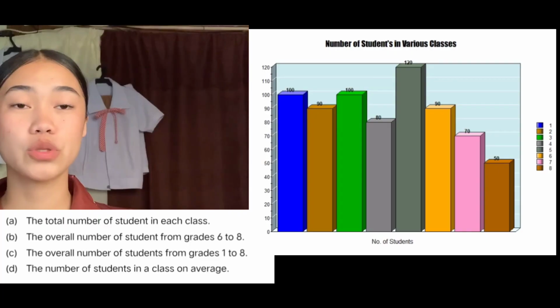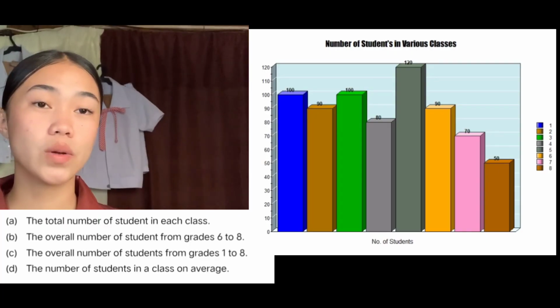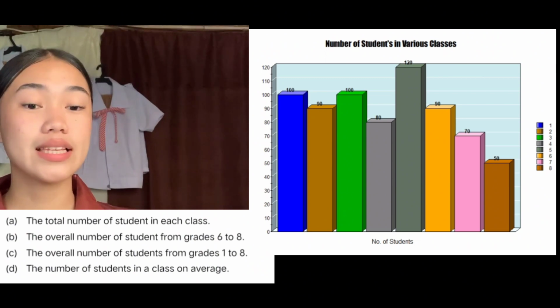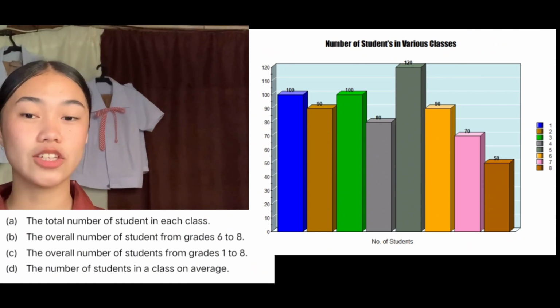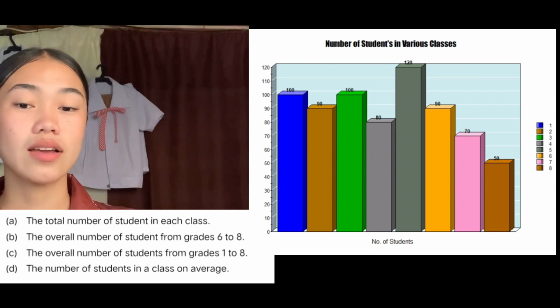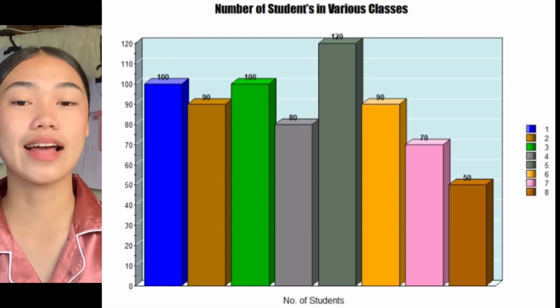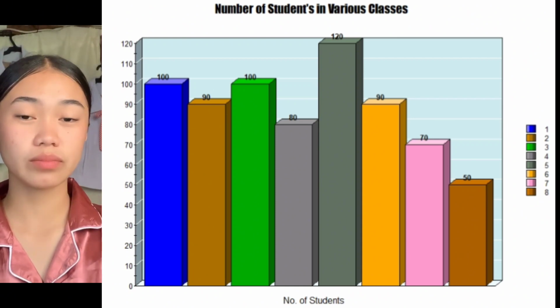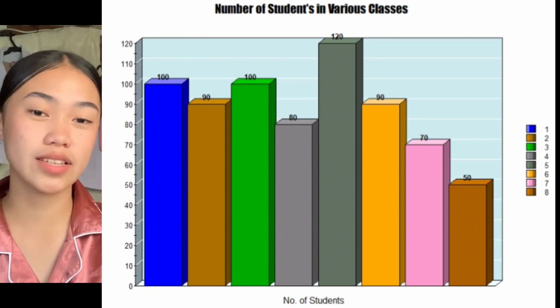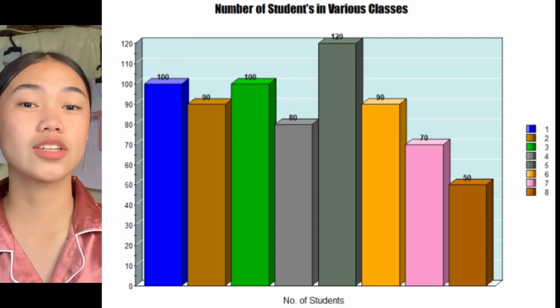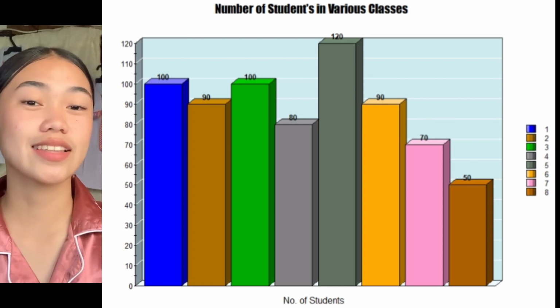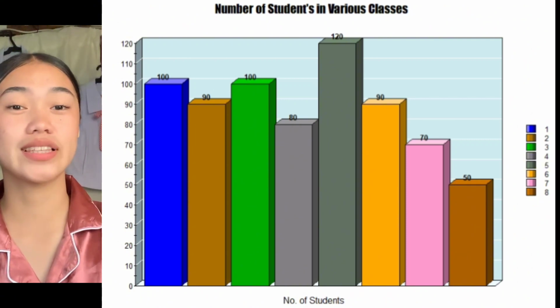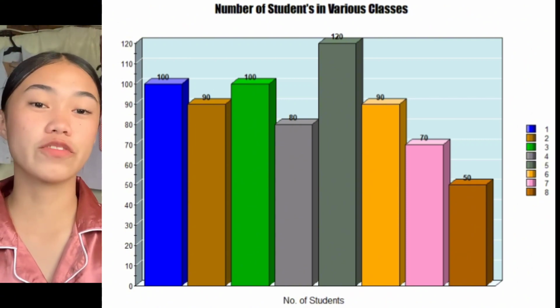So here are the questions using the bar graph provided. First question, the total number of students in each class. As you can see in the bar graph provided, you can easily determine the number of students in each class. In class 1, there are 100 students. In class 2, 90 students. Class 3, 100 students. In class 4, 80 students. Class 5, 120 students. Class 6, 90 students. Class 7, 70 students. And class 8, 50 students.